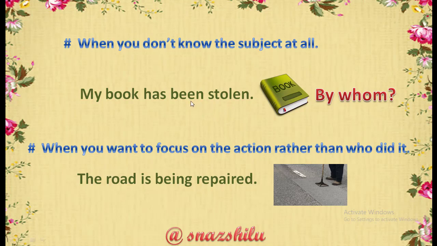Here, my book is an object and it was stolen. But we don't know by whom. We don't know by whom the book was stolen. We don't know the subject clearly. So here we need the passive voice. Secondly, when you want to focus on the action rather than who did it.